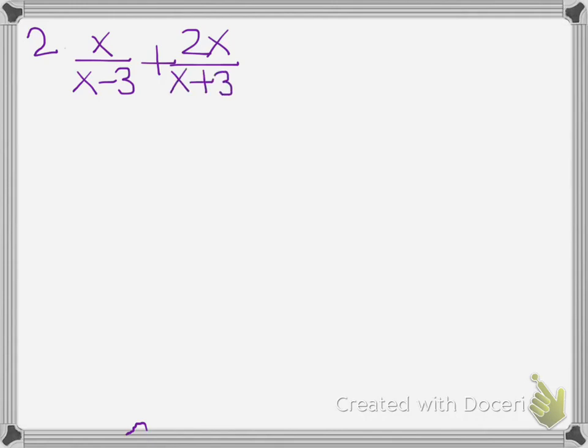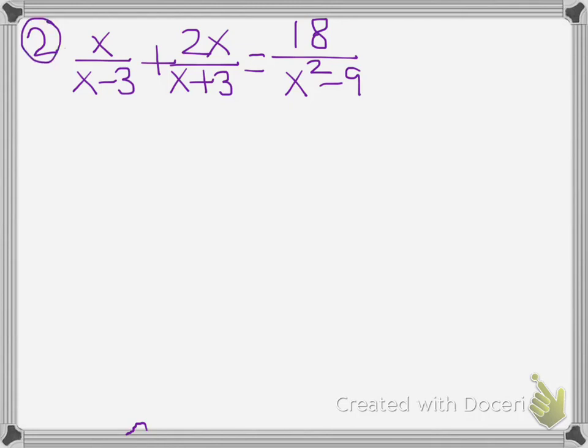Let's move on to example number 2 and get a little bit more complicated with this. All right, so number 2. Let's go with x over x minus 3 plus 2x over x plus 3 equals 18 over x squared minus 9. All right, and that's number 2.